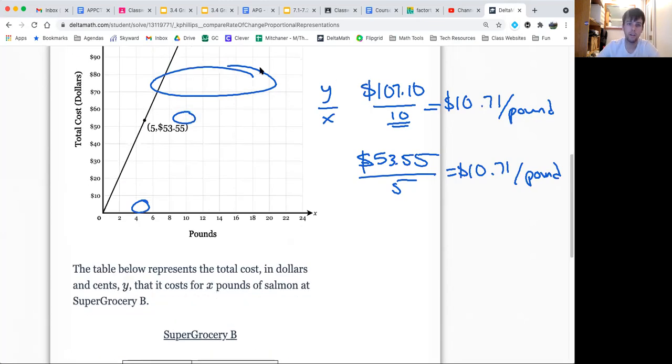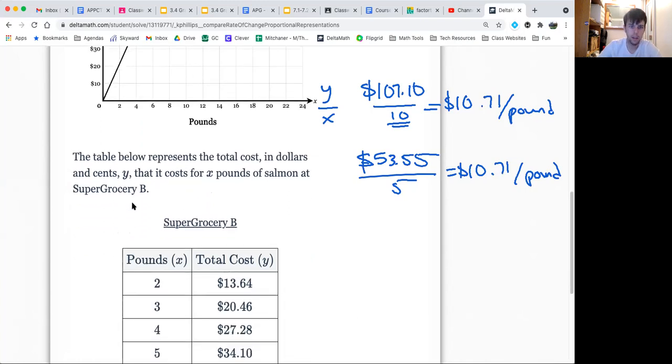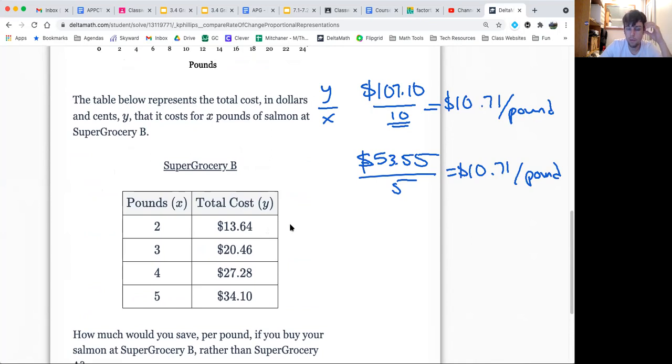And we want to compare this to the other place, the other situation. Okay. The table below represents the total cost in dollars and cents that it costs for x pounds of salmon at super grocery B. Yeah, so I'm thinking these rates are all going to be constant here, but let's just go ahead and divide these and just make sure. So 1364 divided by 2, that tells me that this is $6.82 per pound.